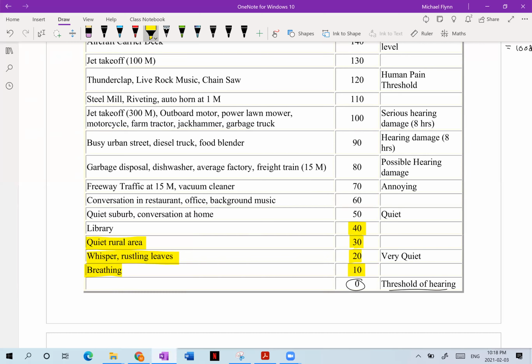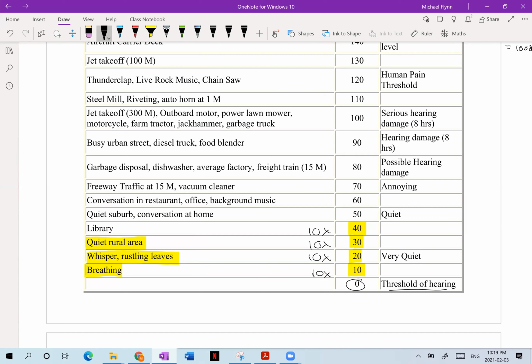Now we're talking every time you go up 10 decibels, it's 10 times louder than the previous one. So this is 10 times louder than 0. This is 10 times louder than 10 decibels, another 10 times here, another 10 times here, because the scale is based on powers of 10. So 40 decibels is actually 10,000 times louder than 0 decibels. Okay, but it's still pretty quiet. It's a quiet room, okay, in the library.